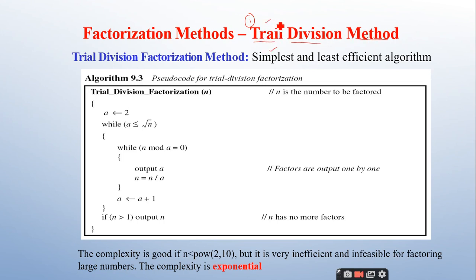So we are going to take trials, that means we are going to take samples and divide, and if it divides the given number exactly, then we will take it as a factor. That's it. Very simple technique. As I told you, this is the simplest technique, but the disadvantage is that it is the least efficient. The time complexity of this trial division factorization method is exponential.